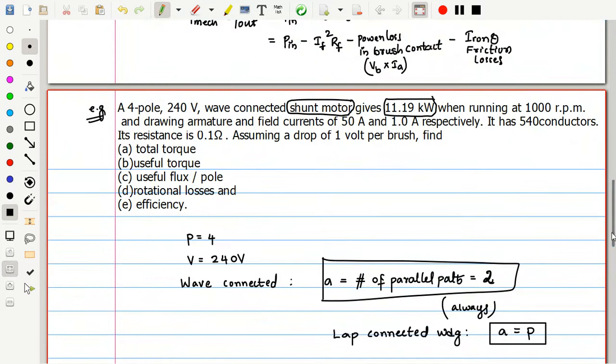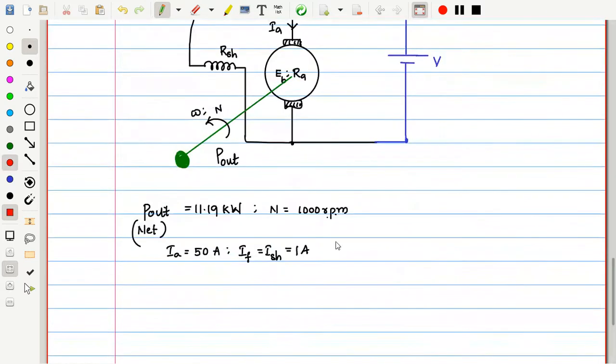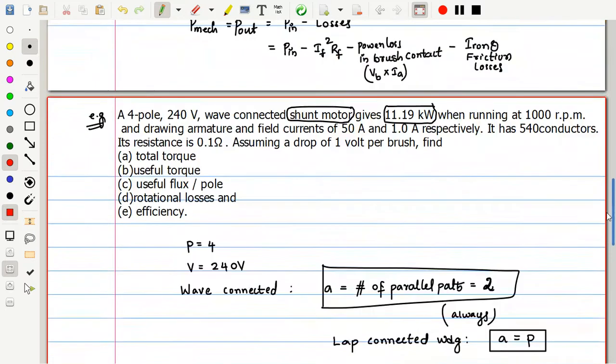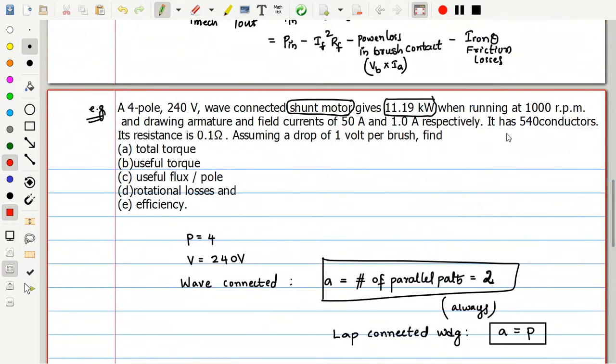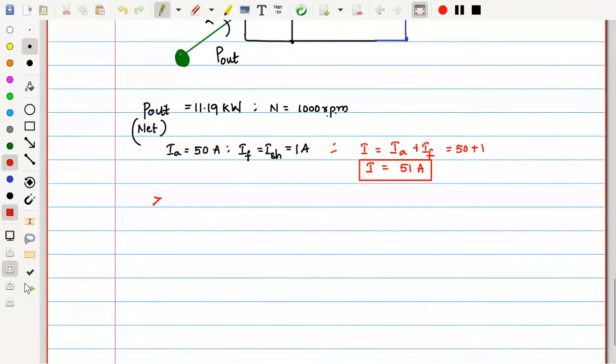Whatever information I can conclude, let me conclude there itself. I is equal to IA plus IF just by looking at the diagram. So this is 51 amperes, that is 50 plus 1. We may utilize this later on, that's why I am immediately concluding from the diagram. What else is given? The armature has 540 conductors. We said that several times. The total number of conductors is represented by the letter Z, so Z is equal to 540.